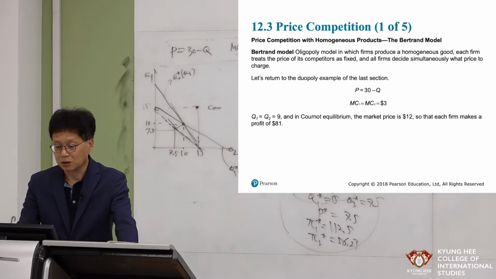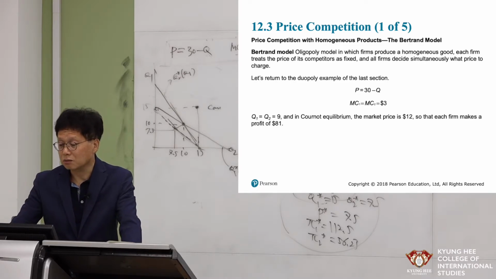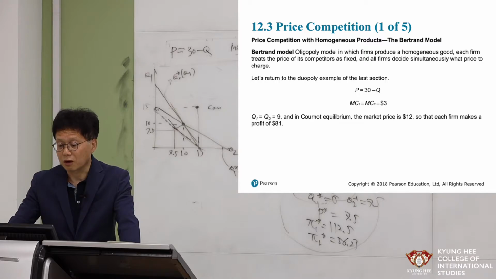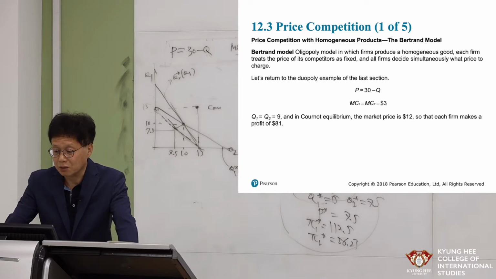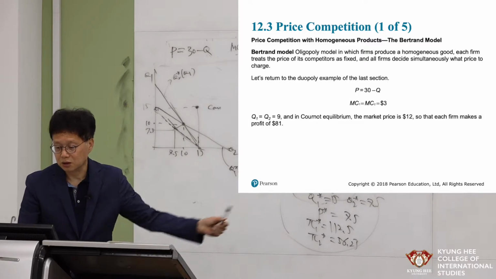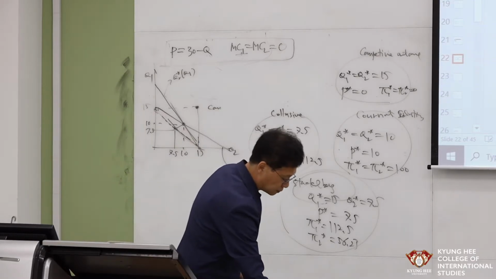The Bertrand model is an oligopoly model in which firms produce a homogeneous good, and each firm treats the price of its competitors as fixed. In the Cournot model, each firm treats the output of its competitors as fixed, right? But here in the Bertrand model, each firm treats the price of its competitors as fixed. And all firms decide simultaneously what price to charge. Let's return to the duopoly example of this kind of case. Only one difference is here.